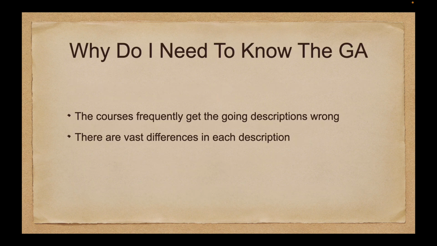So why do you need to know the going allowance? The courses frequently get the going descriptions wrong. And sometimes you can calculate a going allowance after maybe the first couple of races. I've done it after one. And there are vast differences in each description. So good ground could actually be slightly speeding a horse up or slightly slowing a horse down because of the range of the going description good.